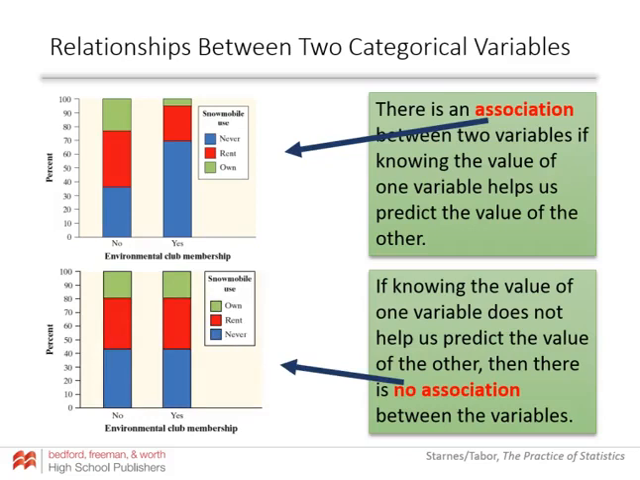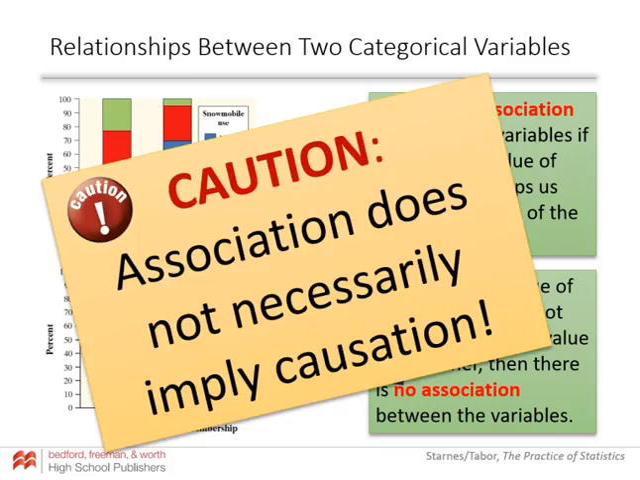Now, just like we talked about last time with our experiments, association does not mean causation. Just because we see this association on the graph doesn't mean that we can say being in the environmental club causes people to not use snowmobiles. That requires much more research, but we can see an association just from looking at that graph.